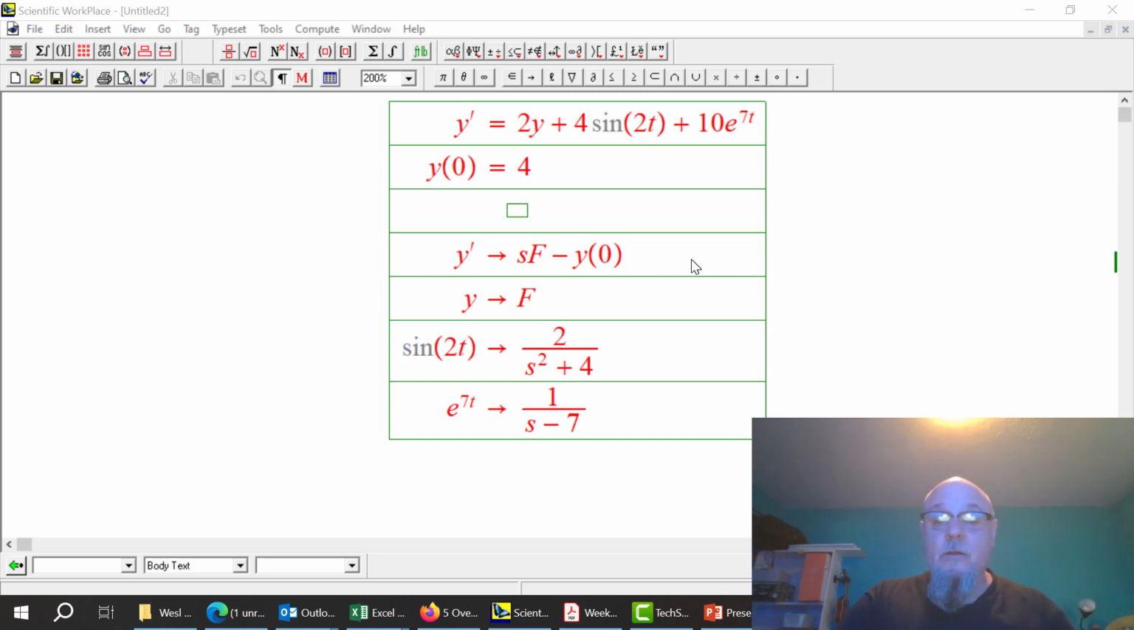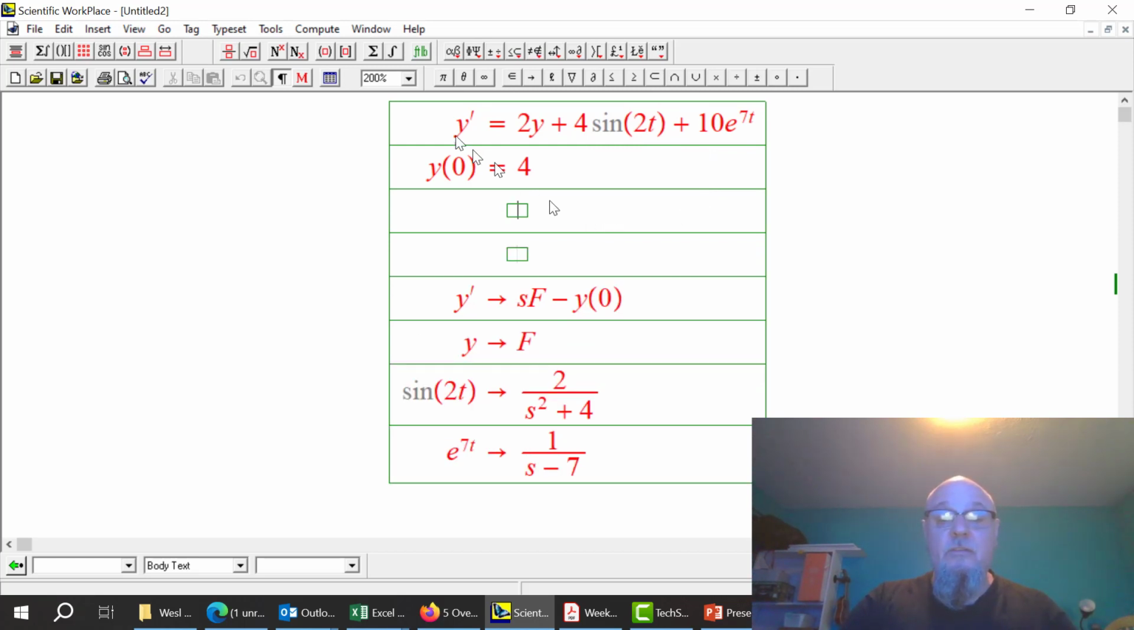So right down here, I've got the transforms of each of the pieces. So this is from the chart. These are things we would have already proved. The Laplace transform of y prime is sf minus y naught. Y naught is that initial condition, so y naught is 4. The transform of y is just f. This f is also the transform of that unknown function. The unknown function is the answer to this differential equation. The transform of sine 2t, the transform of e to the 7t. So each one of these pieces is the transform of a piece of this equation.